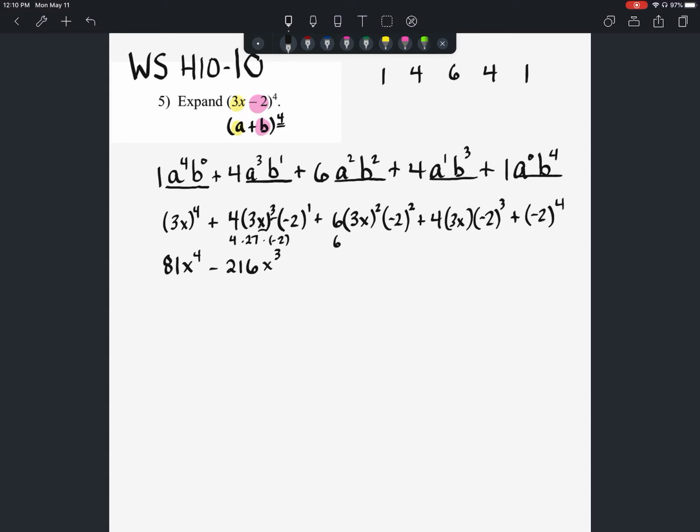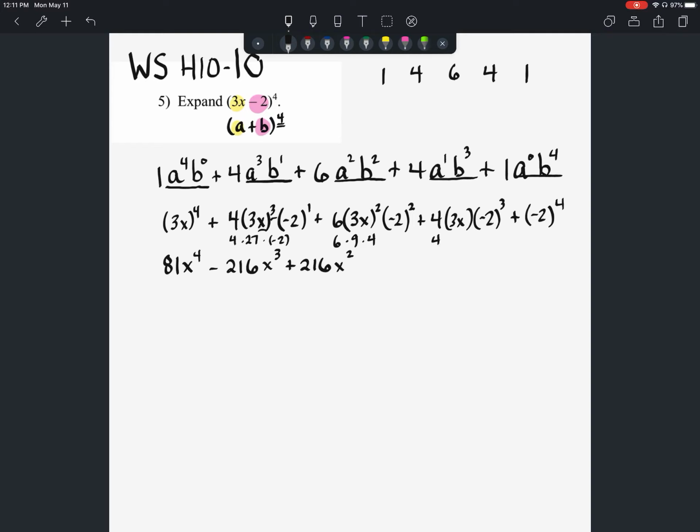The next one, we've got 6. We've got 3 squared, which is 9. And then -2 squared is 4. So 6 times 9 times 4. 6 times 9 is 54. And that would also be 216, but a positive 216. And then our x is being squared.